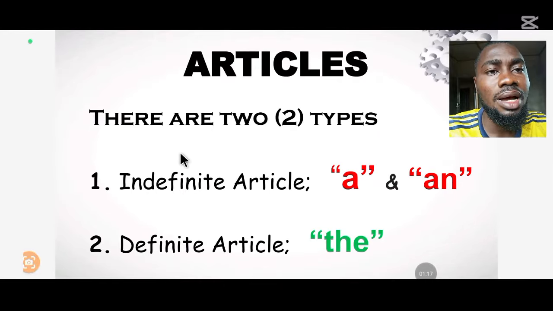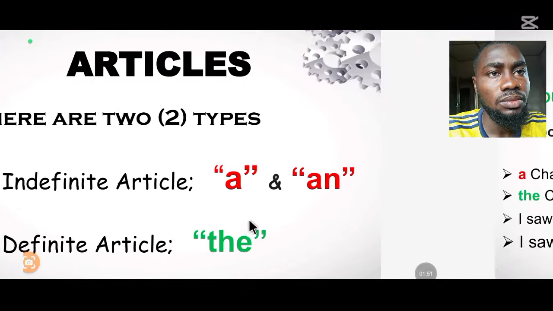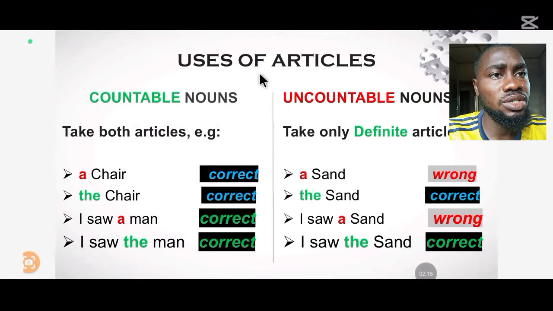Articles denote specific and general. There are two types of articles. Number one is the indefinite article, which is a and an. Number two is the definite article, which is the. In this lecture, we use color coding: red for the indefinite article and green for the definite article. Moving on, uses of articles.